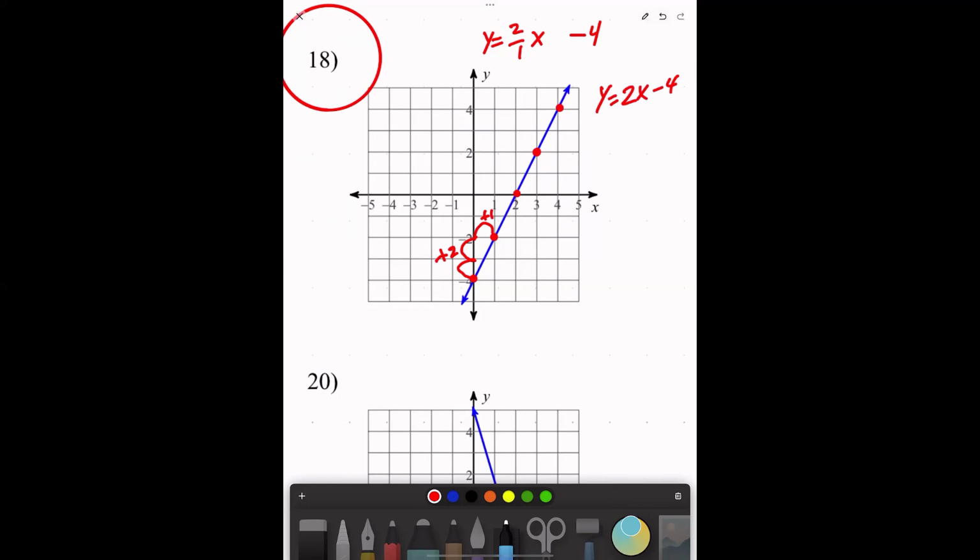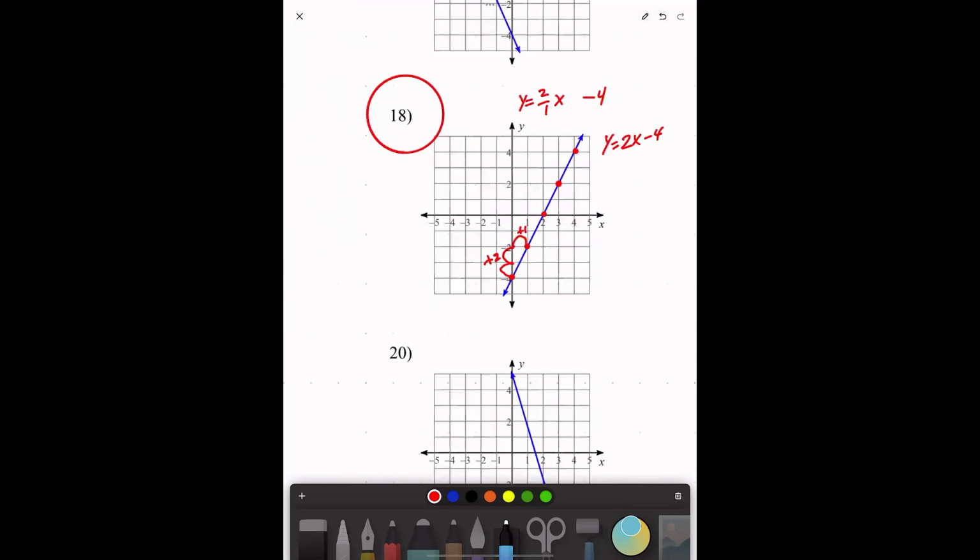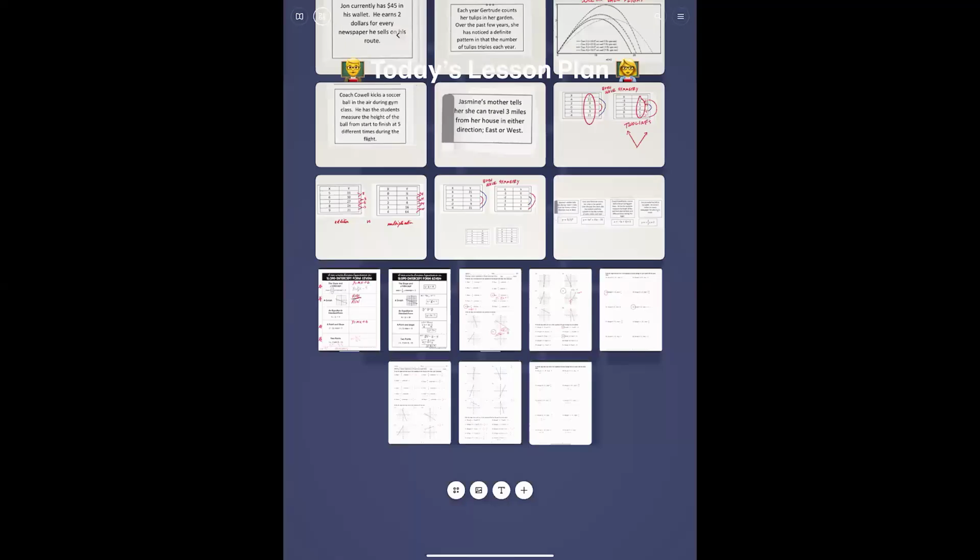Make sure when you're trying to do the rise over run, you have to have points where the line goes through the corner in order to do the rise over run. All right, let's go to the next part. Let's see, what do we have here?